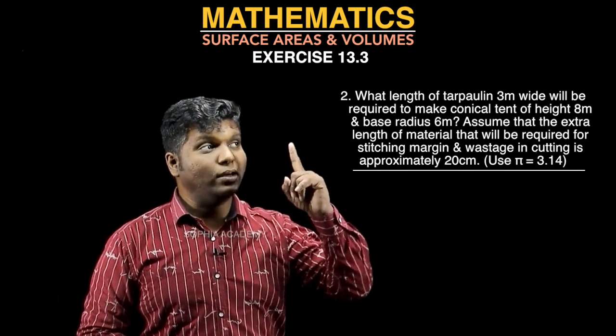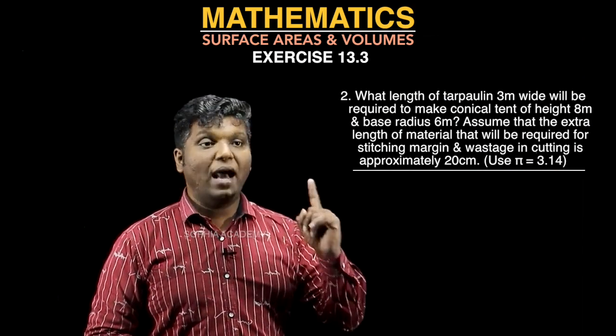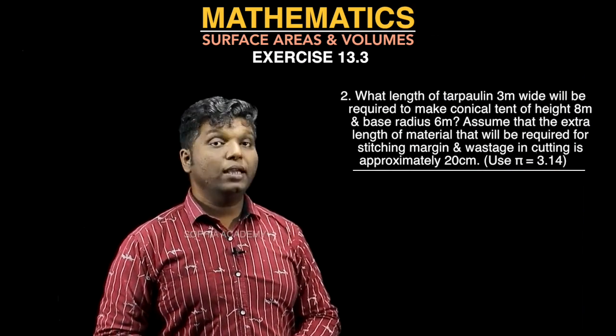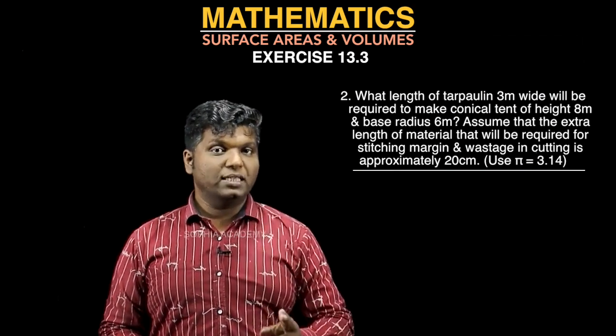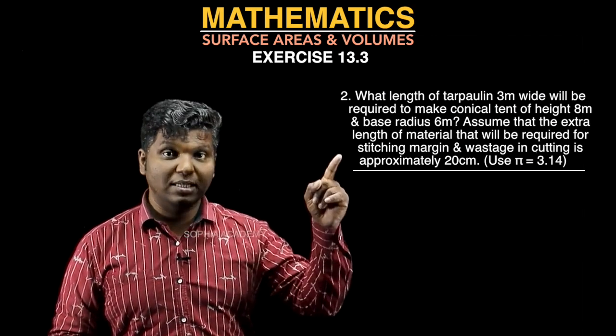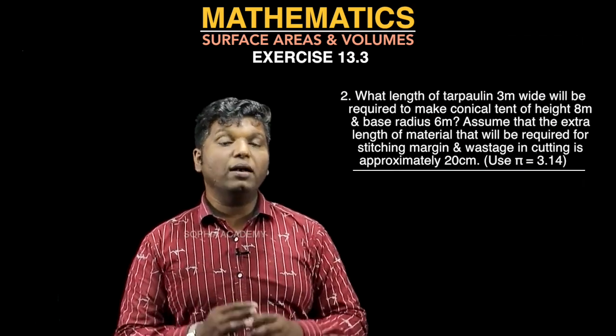And one more thing is importantly given here to be noticed. The value of pi, you should use it as 3.14. That means here you cannot use 22 by 7. Here you have to use 3.14 because it's mentioned very clearly. So one by one, let us find this.